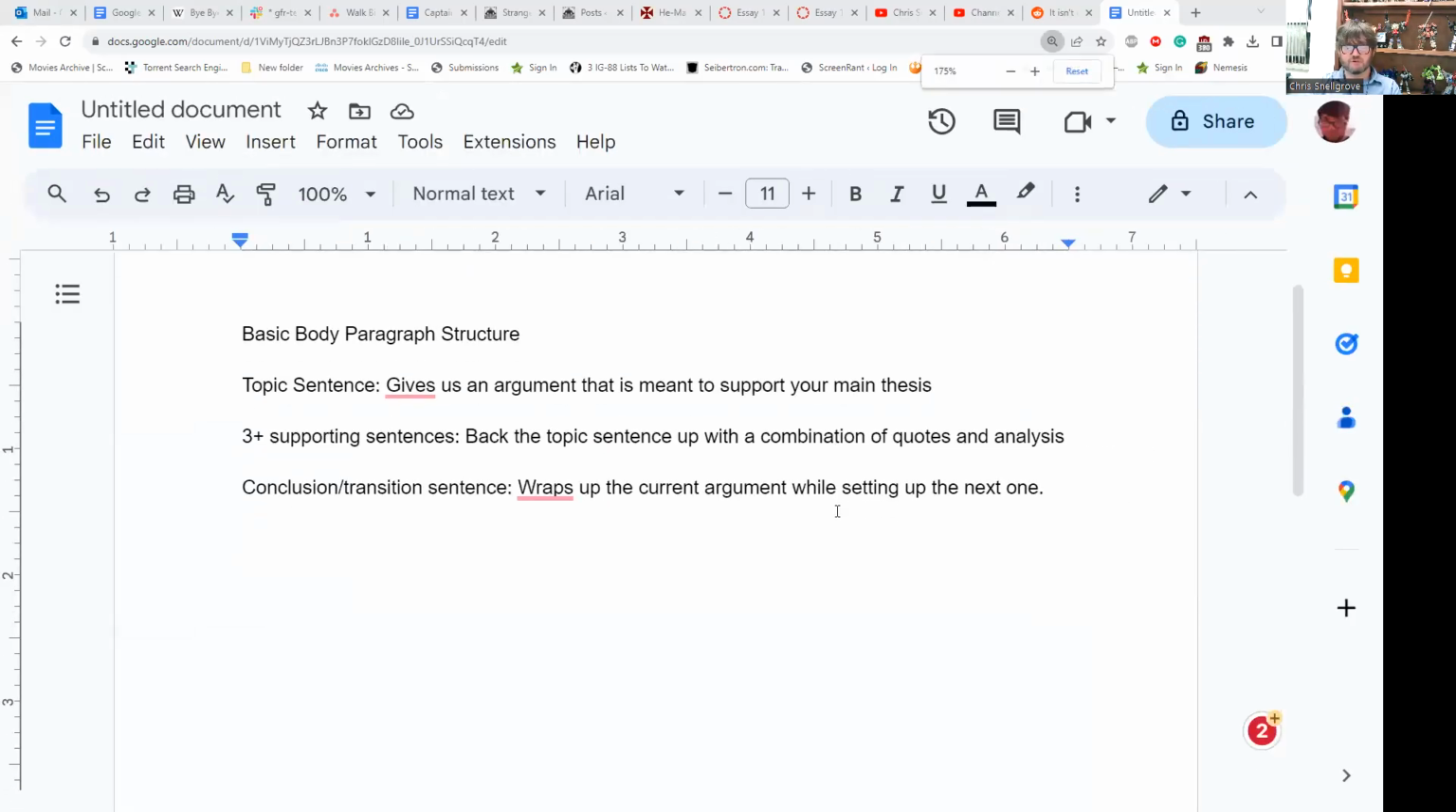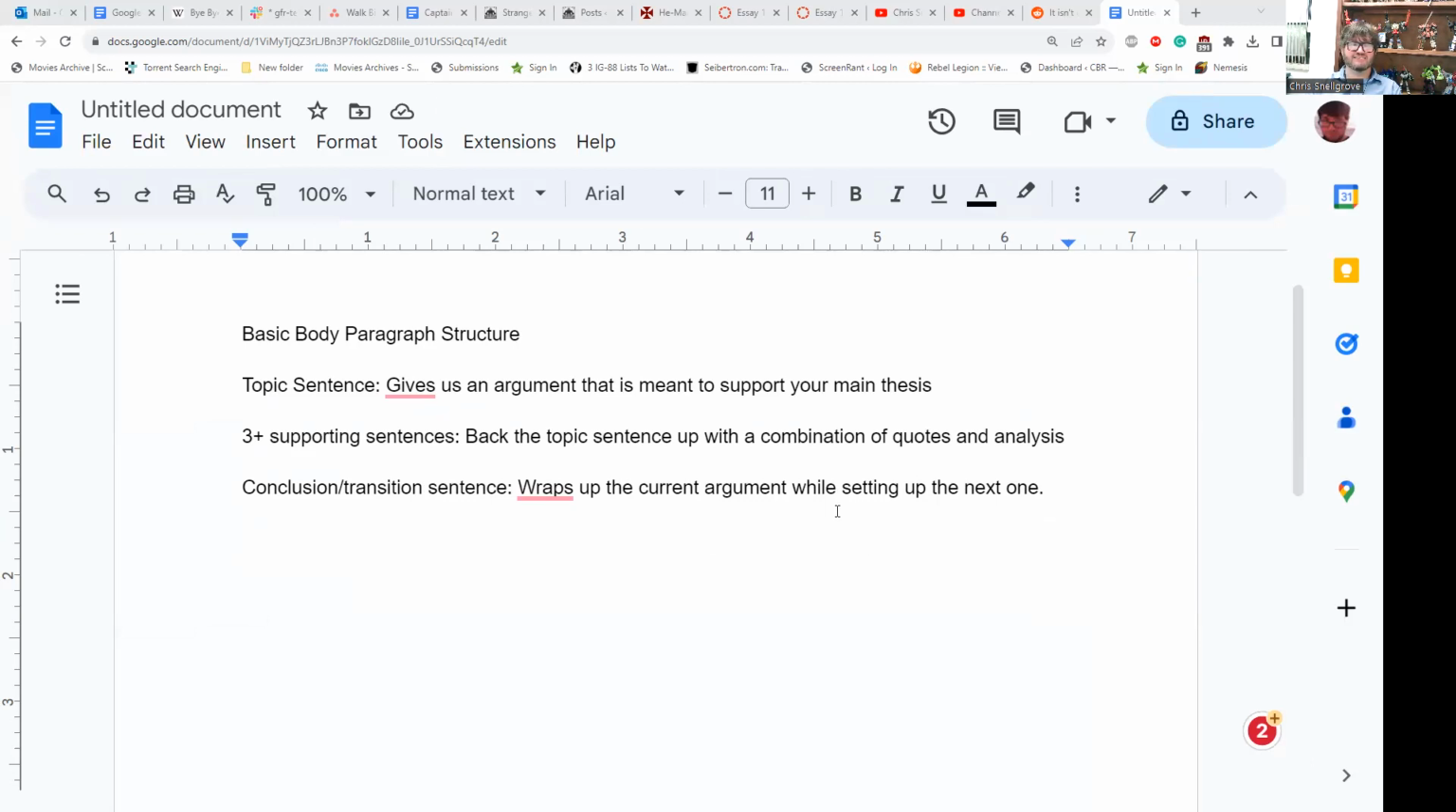So this is our basic format here. You probably, hopefully, remember this from Comp 1, where at bare minimum, well, not even at bare minimum, this comprises the entire body paragraph. We have to have a topic sentence, three or more, I encourage more, supporting sentences, and then a conclusion/transition sentence.